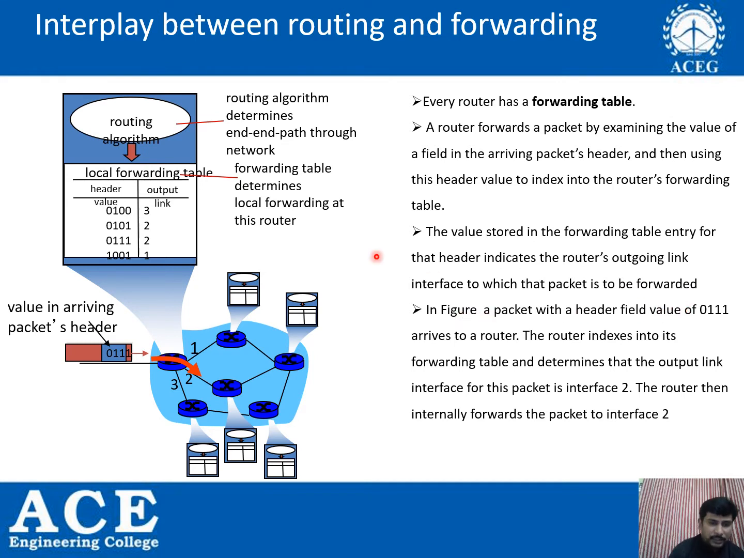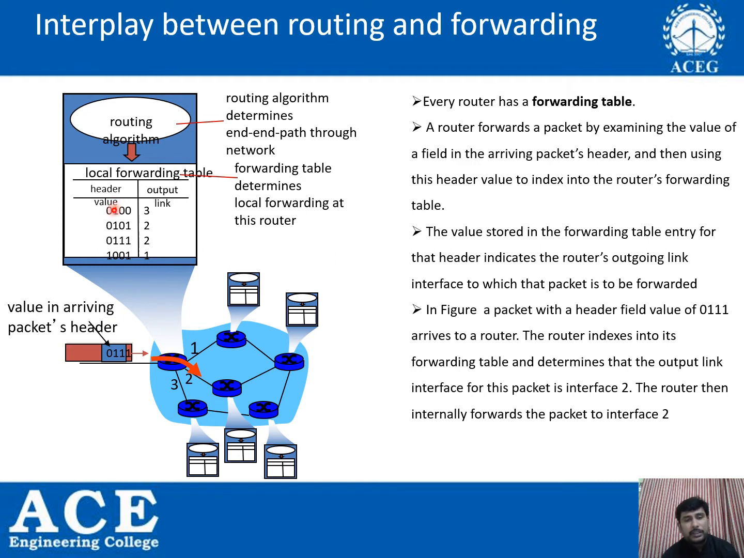Now just look at this figure. Here you have a number of intermediate routers connected between source and destination, and the source will be forwarding the packet or datagram to the first router. Each router in this path will have a forwarding table based on a routing algorithm. So look here, you have all the header values, and the second column is the output link. Every datagram received by the router will have this header value.